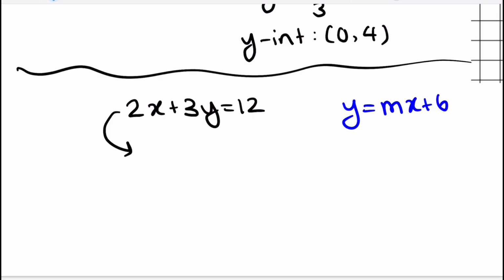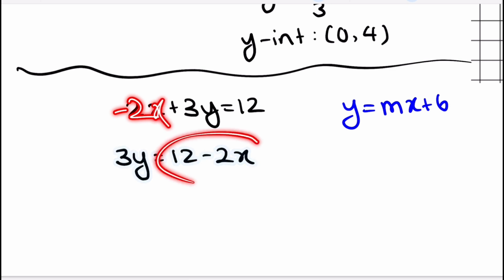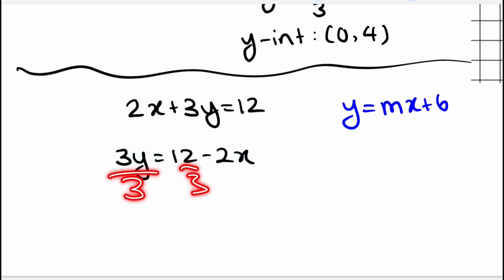So what we can do is we can say this. We can move the 2x to the other side of the equal sign, right? And it'll become negative 2x. So we have 12 minus 2x. And then we can divide everything by 3 to isolate for y, which is what I'm going to do. So divide everything by 3. So then you will get negative.